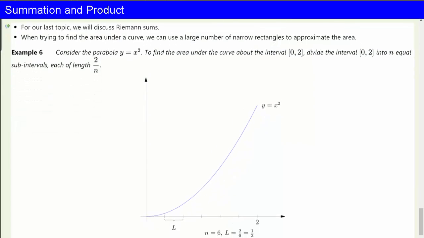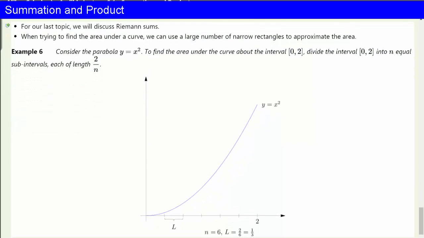For our last topic in this lecture, I want to discuss the special Riemann sums presented in the text material. I won't go into as much detail as the text, but will focus more on providing some background and motivation. When we take up the study of the problem of finding the area under the graph of a curve, we are going to use a large number of very narrow rectangles to approximate that area.